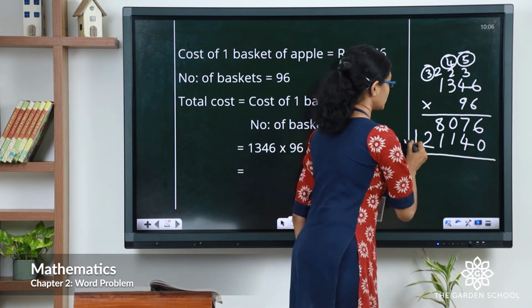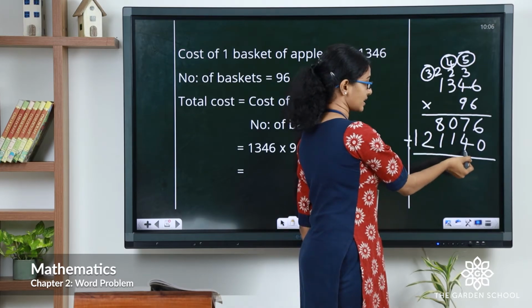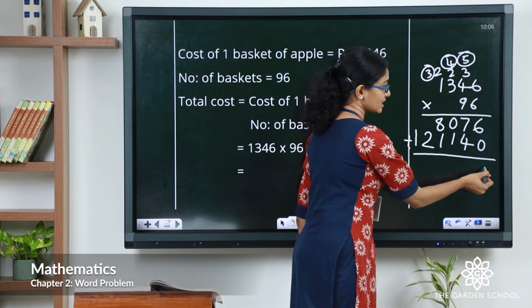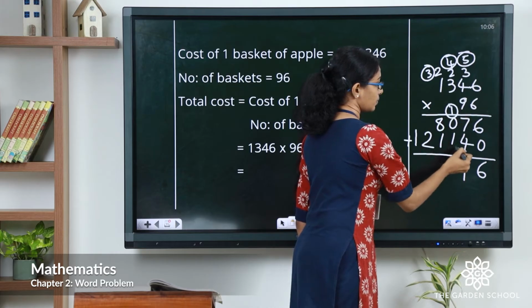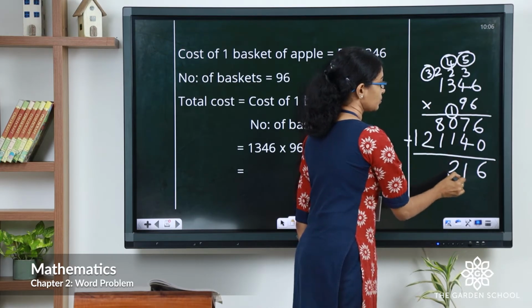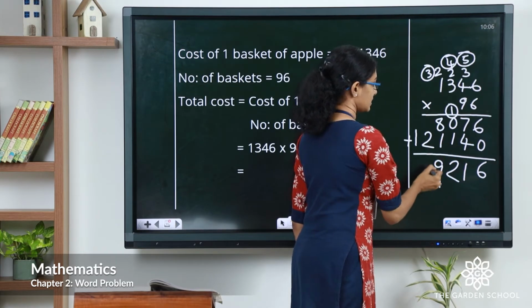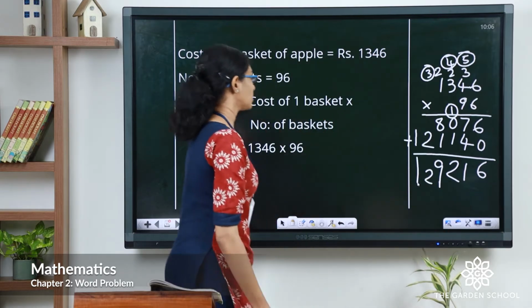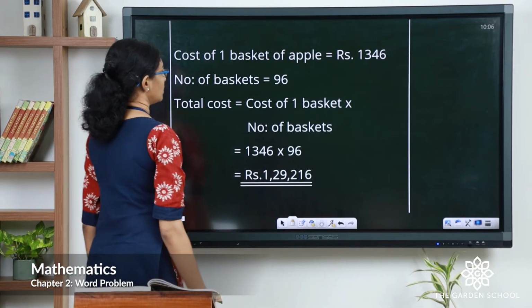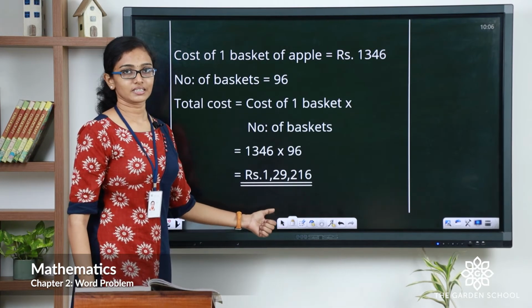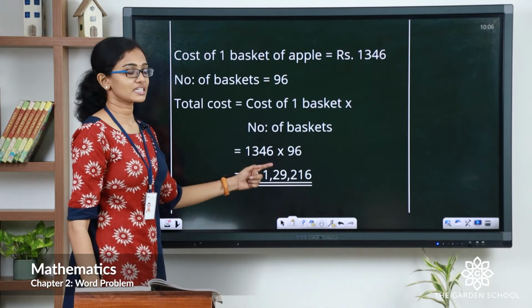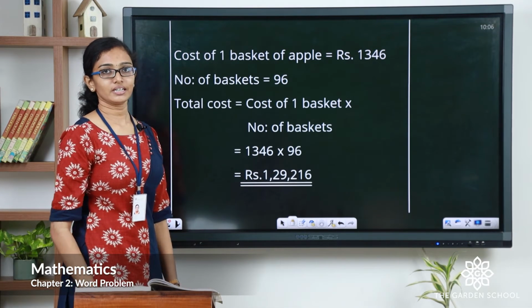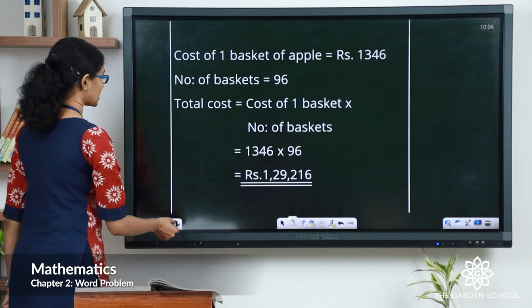This is the first product, the second product. Now let's add the products. 6 plus 0 is 6, 7 plus 4 is 11, carry over 1, 1 plus 0, 1 plus 1, 2, 8 plus 1, 9, then 2 here. So we have the product now. So the cost of 96 baskets, or the total cost, will be equal to rupees 1,29,216. I hope this is clear to you.